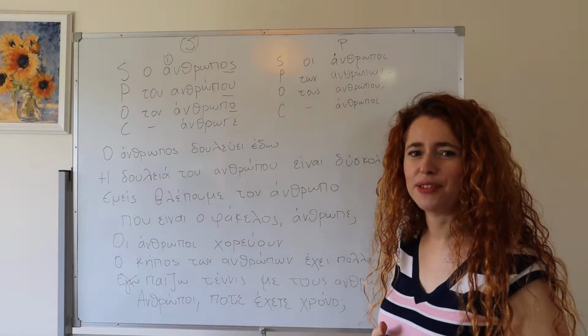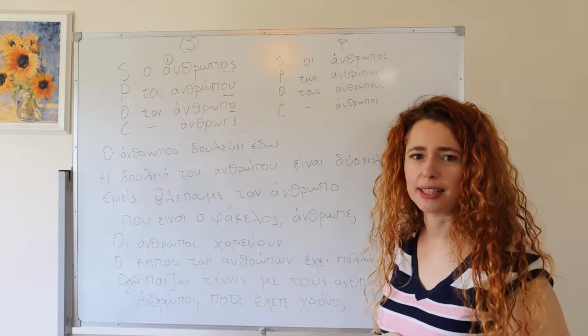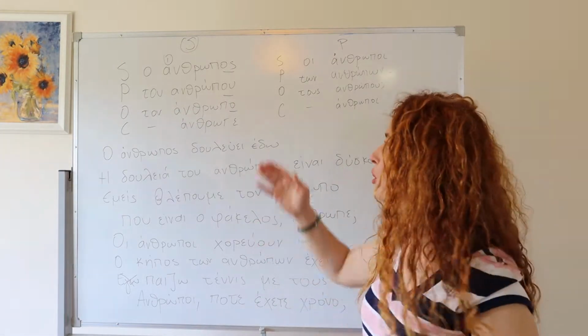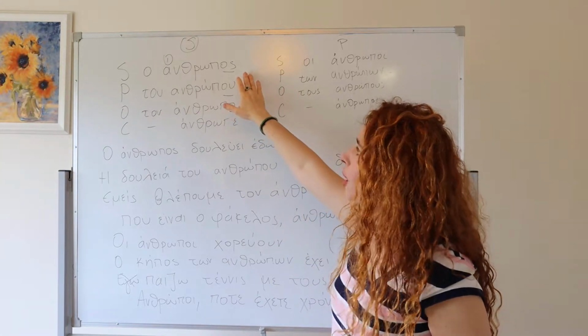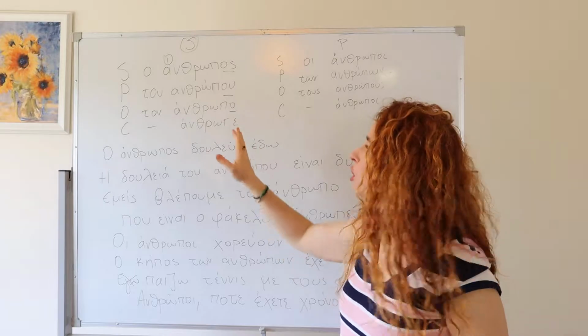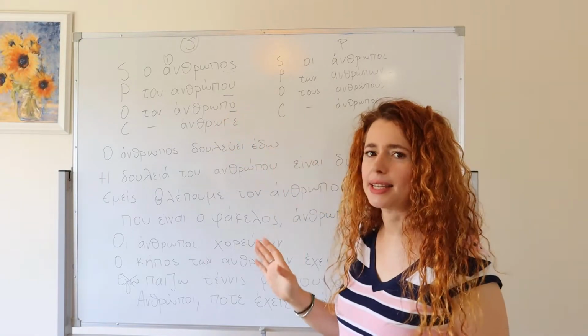Hi everyone, in today's video we're going to go through the cases with the masculine noun with ending of os, or anthropos. Ας ξεκινήσουμε, let's get started. Ο άνθρωπος, subject, του ανθρώπου, possessive.